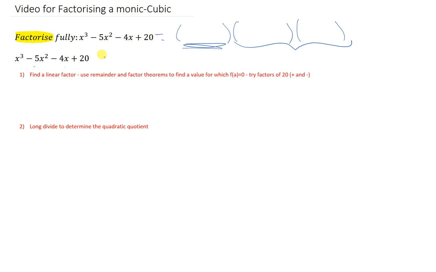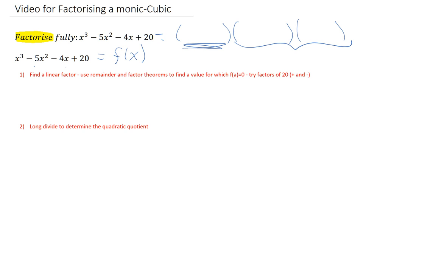Just for facility, I'm going to call this guy f of x, so it's easier to refer to. So f of x is equal to x cubed minus 5x squared minus 4x plus 20. Okay, so I need to find a linear factor. This means using the remainder theorem and factor theorem to find a value for which f of a is equal to 0. Again, we don't need to try every value under the sun. We just need to look at factors of 20. So in this case, plus or minus 1, plus or minus 2, plus or minus 4, 5, 10, and 20. We hope to not have to do too many.